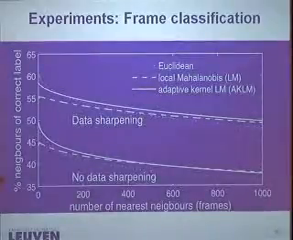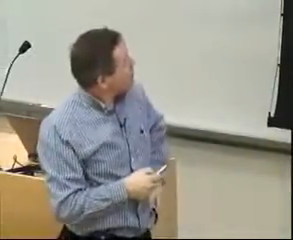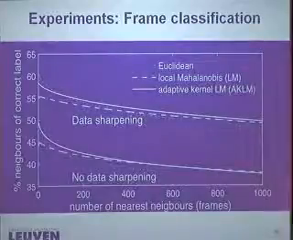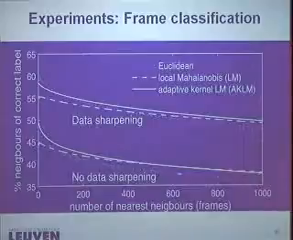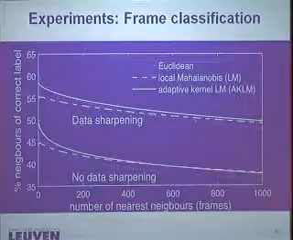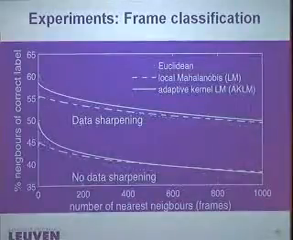And so the further you look around, the more nearest neighbors you look at, the more things will be out of class, of course, because the neighborhood is bigger. Now how do I define this class? If I define this class Euclidean, then actually this drops quite fast. And if I don't do any data sharpening, this drops tremendously fast if I look far away. Here we see things like local Mahalanobis, or adaptive kernel stuff. This does much better, especially when I look far away.